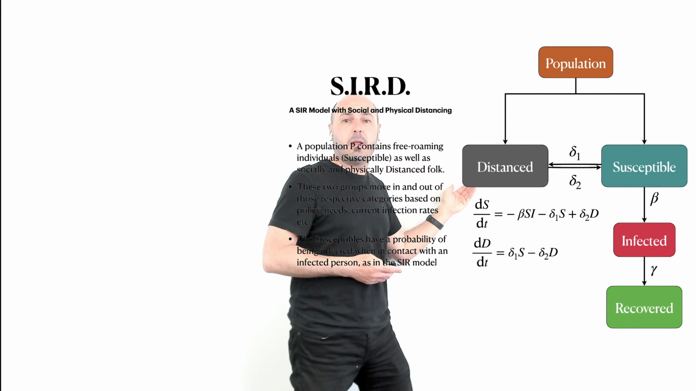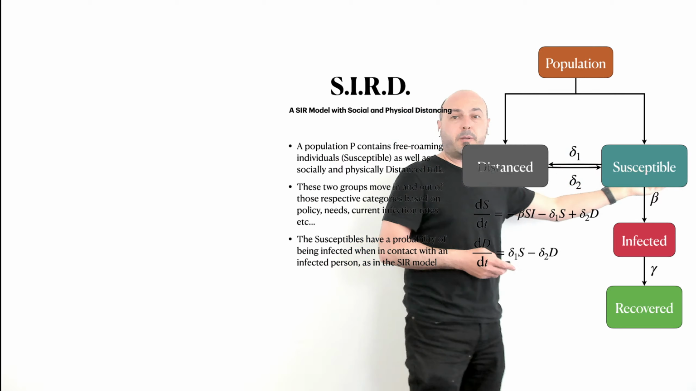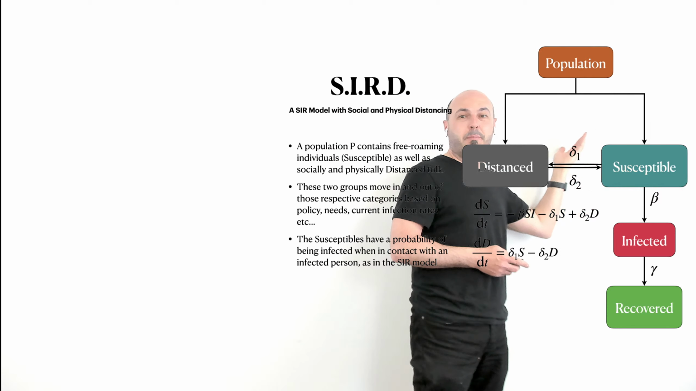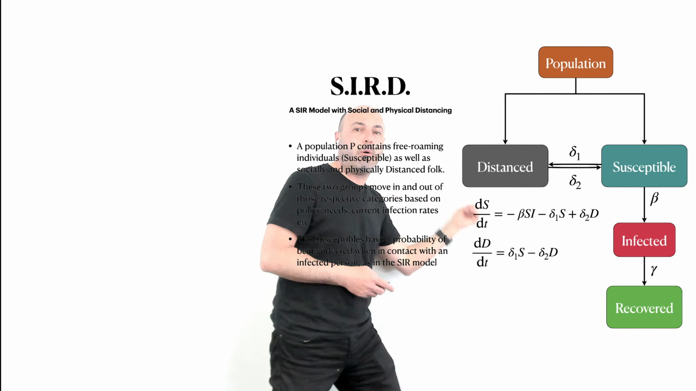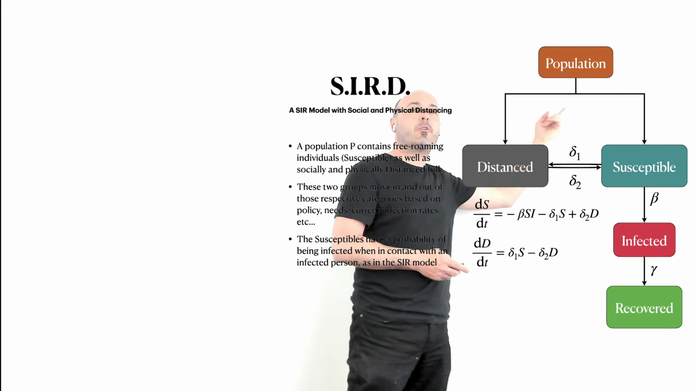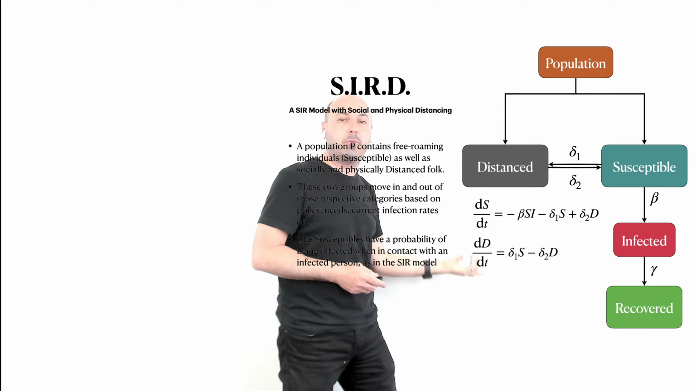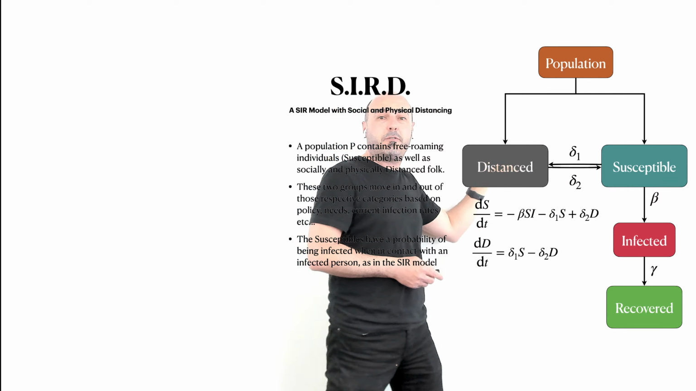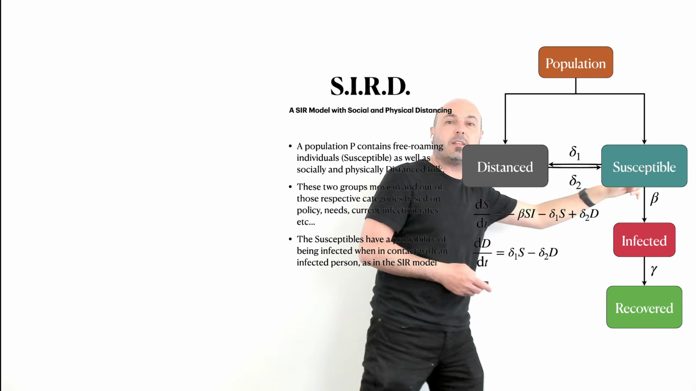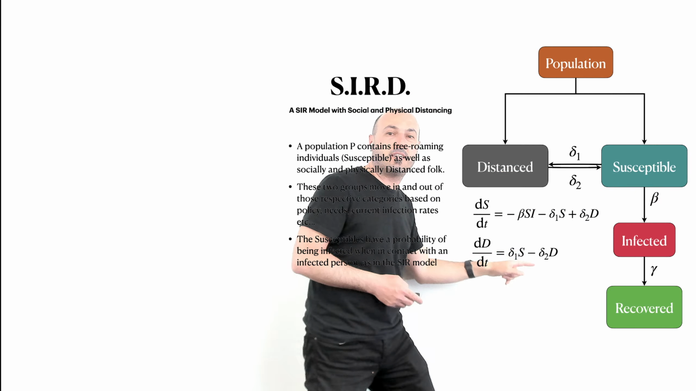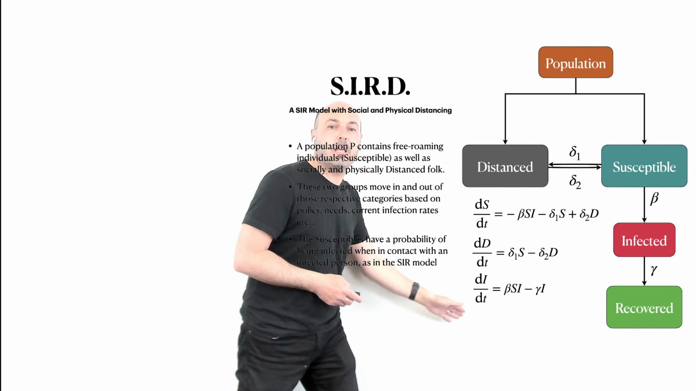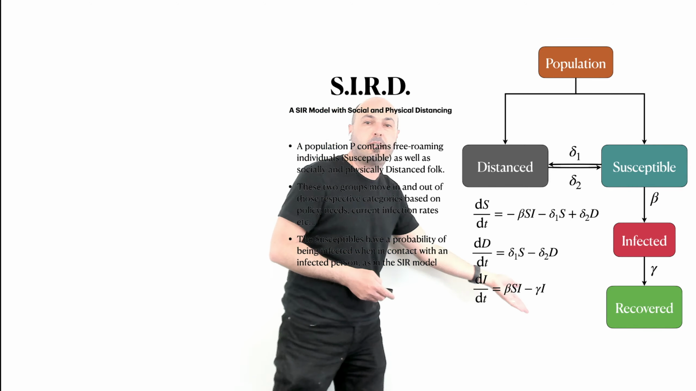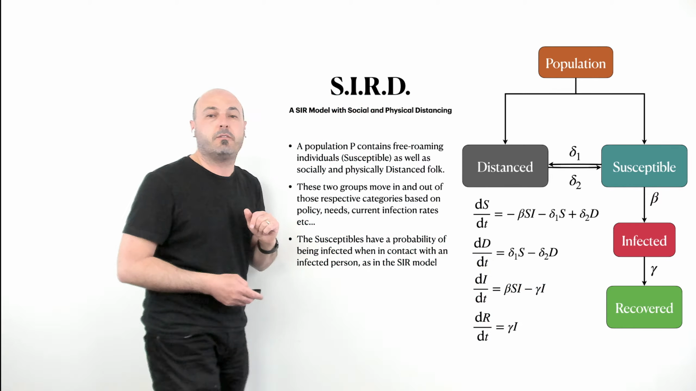For the distanced, they are going to move out to the susceptible, and whoever comes in from the susceptible, you get delta 1 S for everyone coming from susceptible, so it's increasing the number of distanced. And however many are leaving from the distanced to be susceptible, that's delta 2 D. And then the rest is the same. DI by DT is beta SI minus gamma I, just like the previous model.